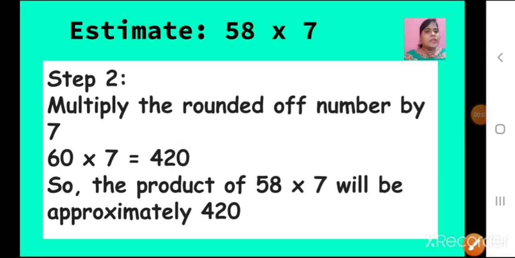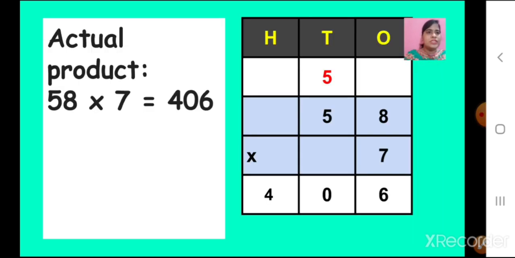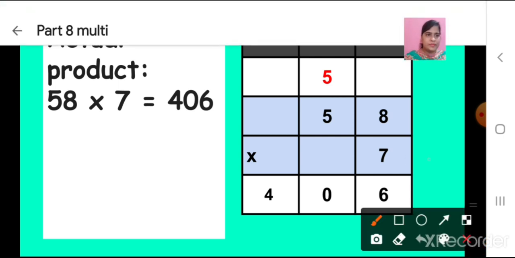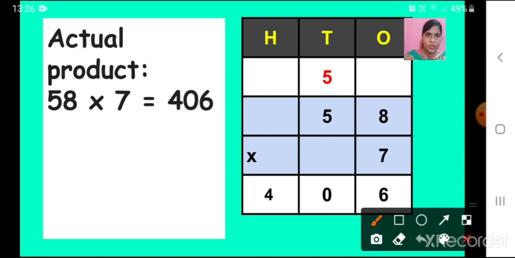And children, if we wish to find out the actual value, that also we can find out. You can see we can find the actual value with the normal multiplication. You can just multiply 58 multiplied by 7. You will get the actual product or the actual value. So 58 into 7 is equal to 406. This is the actual value.